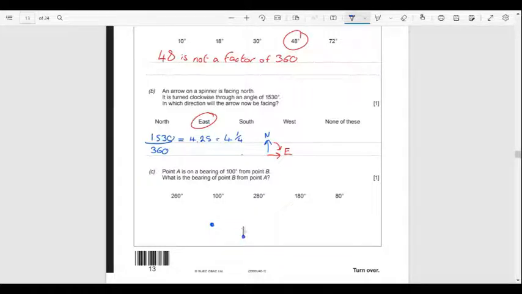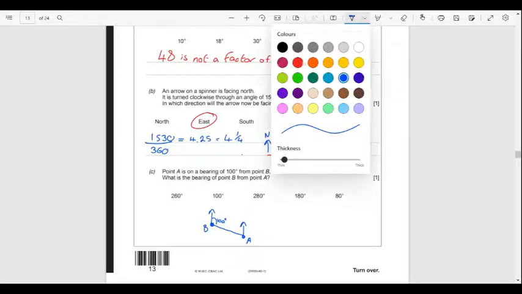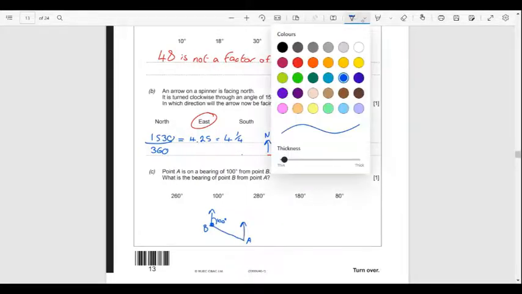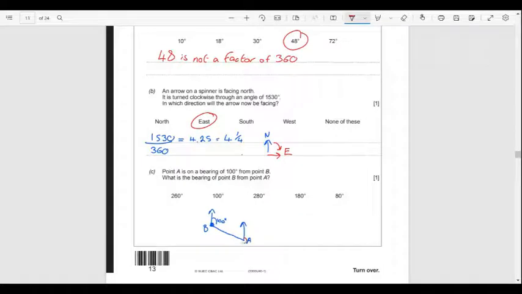So point A is on a bearing of 100 degrees from point B, okay? And that means that this angle here is 100 degrees. But what is the bearing of point B from A? No, it's not actually that line, sorry. Because we're doing bearings, we're actually trying to find the size of this angle around here.